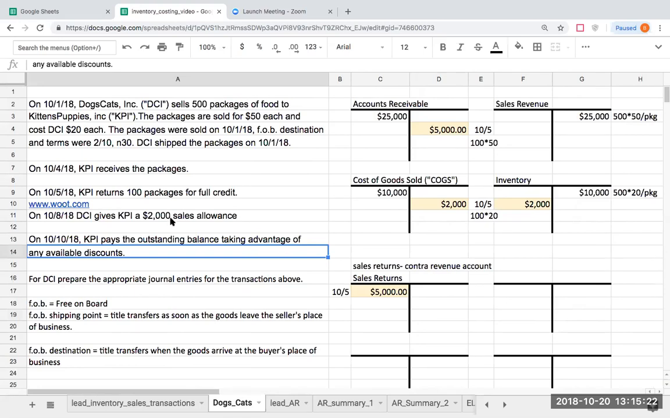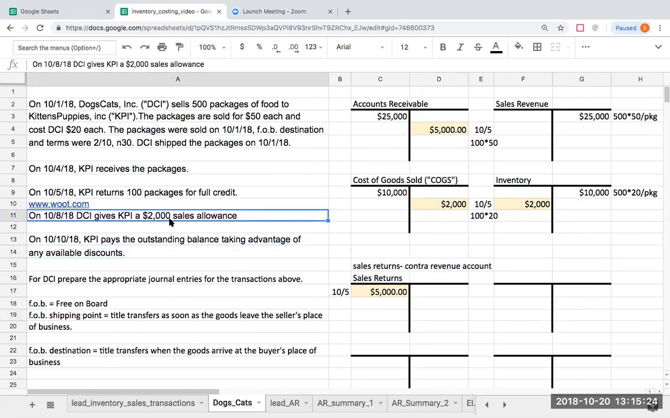Our next transaction was DCI gives KPI a $2,000 sales allowance. What is a sales allowance? A sales allowance is when the seller says, hey, you're a great customer for whatever reason it might be, I'm going to take $2,000 or whatever that is off the amount that you owe me.